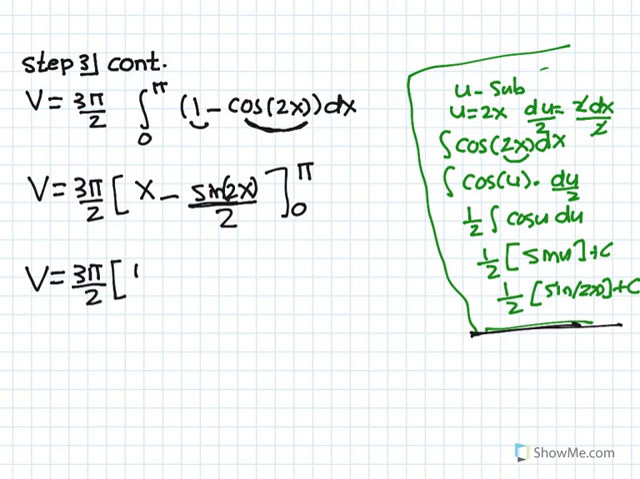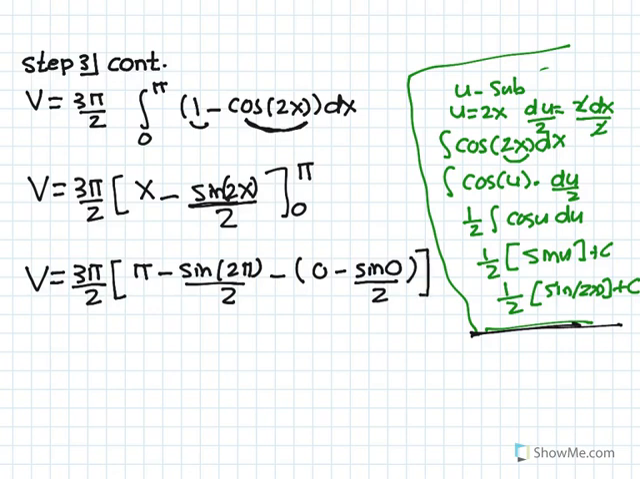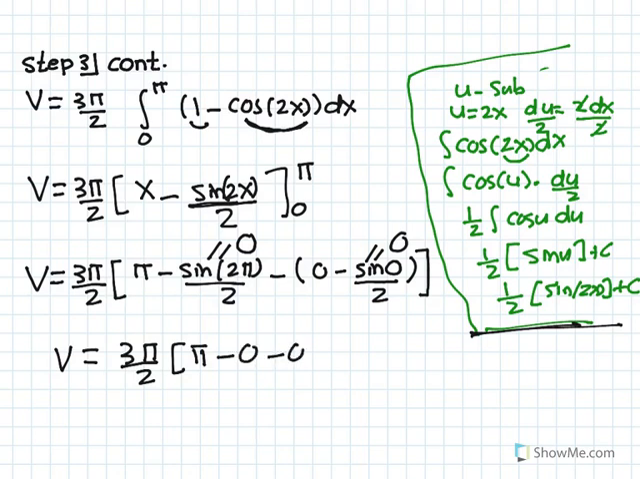Put pi in, the upper limit, pi minus sine of 2 pi divided by 2, minus, put 0 in, we get 0 for x minus sine of 0 divided by 2, close the bracket and close the outer bracket as well. Sine of any multiple of pi is 0. Sine of 0 is 0. If we simplify this, we're going to get volume is 3 pi over 2 times pi minus 0 plus 0.